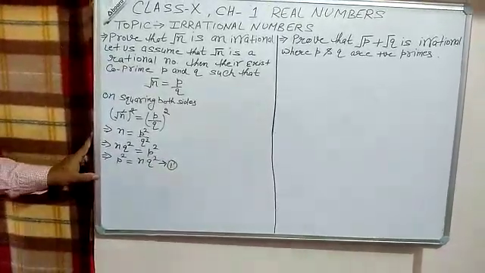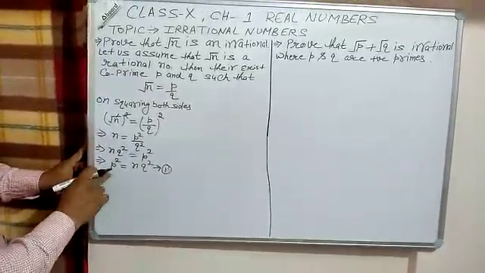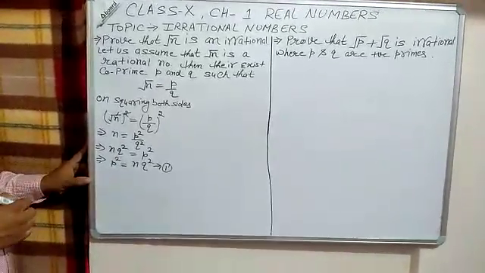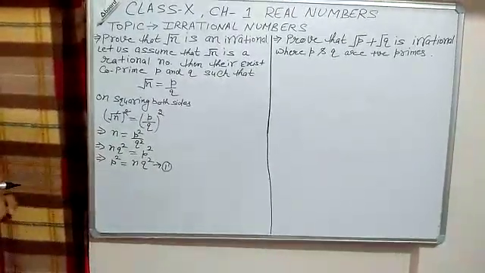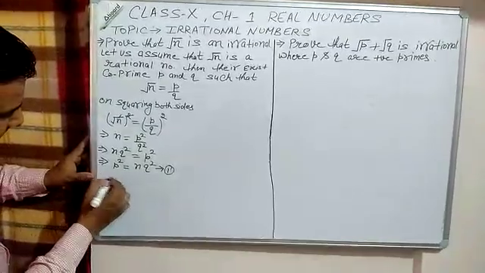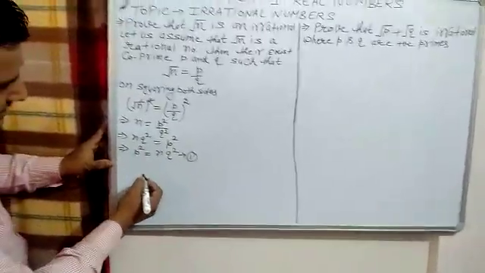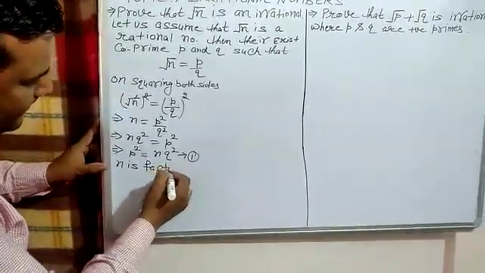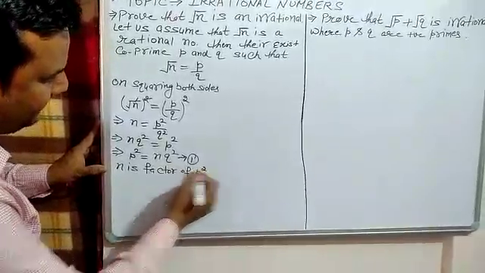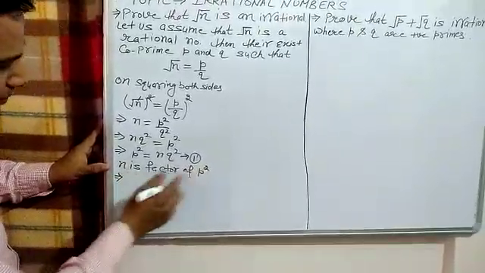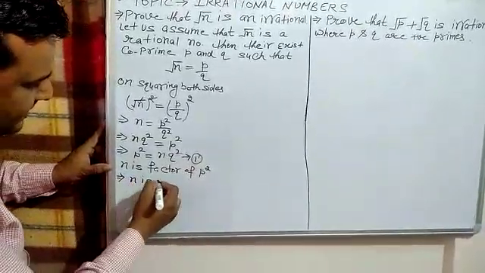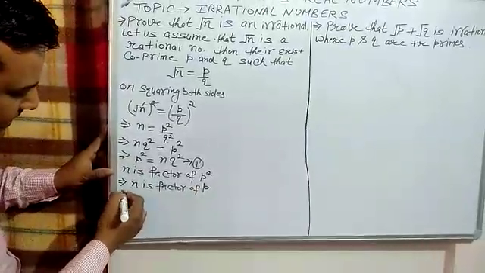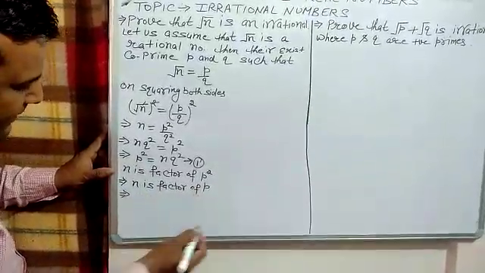Students, this equation number 1 gives us that n is a factor of p square. Otherwise we can say that p square is divisible by n. Depends upon you, you can write any one from this. I write here n is a factor of p square. As n is a factor of p square, it implies n is also a factor of p. I am using this: n is a factor of p.